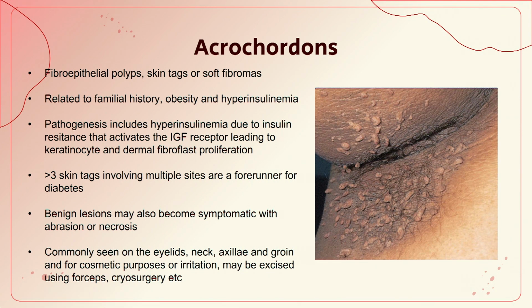But mind you, if there are more than 3 skin tags seen collecting at a spot or at multiple sites, do look out for the sugars of this patient because this is a forerunner for diabetes. These are mostly benign, however, they may change into a malignant form, and there may be abrasion or necrosis as well. These are commonly seen in the axillae, eyelids, neck, and groin, and mostly for cosmetic purposes, the patients may seek help for the same.